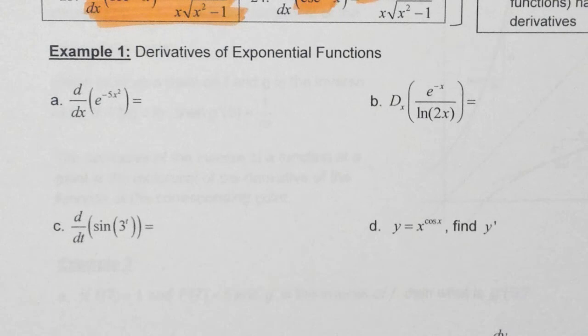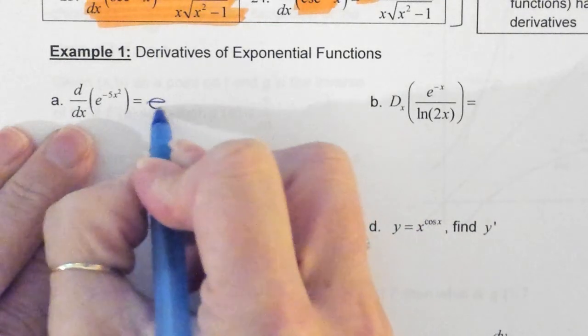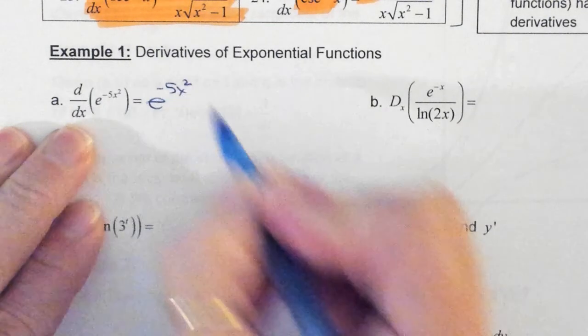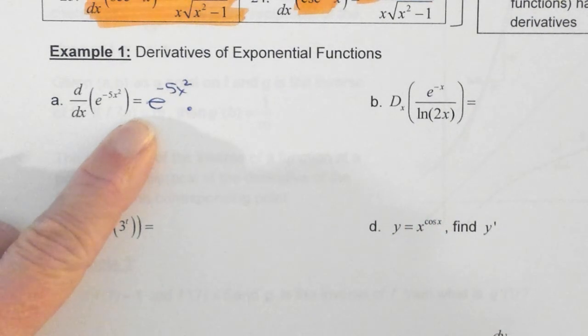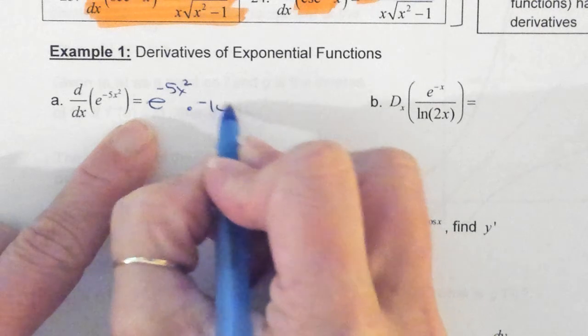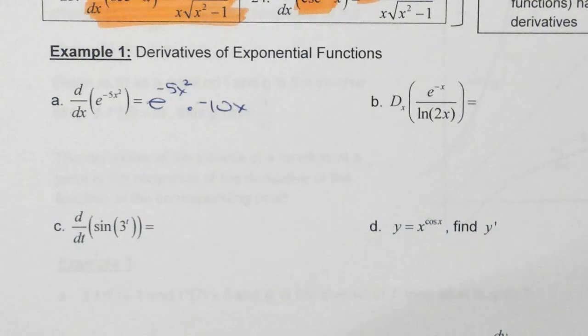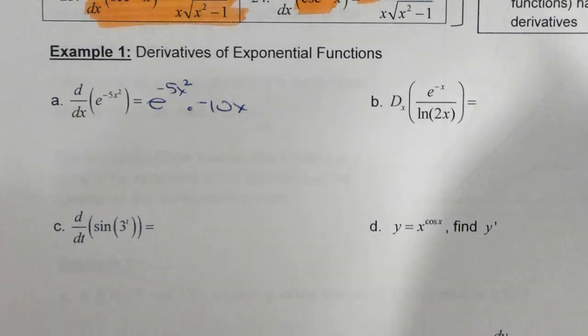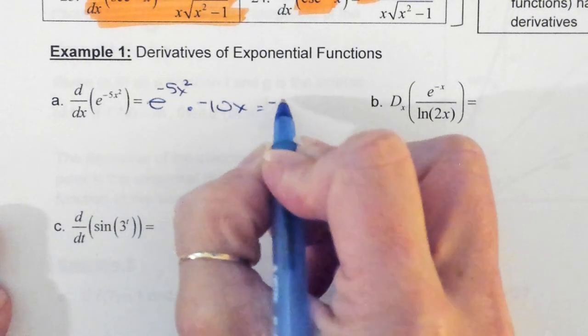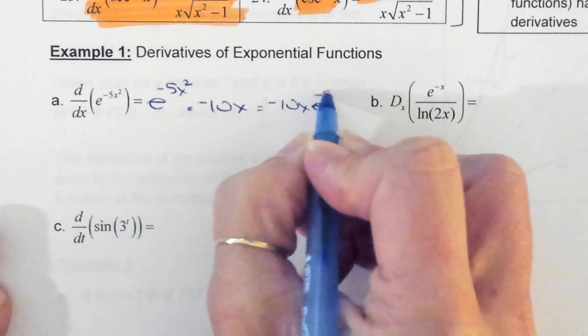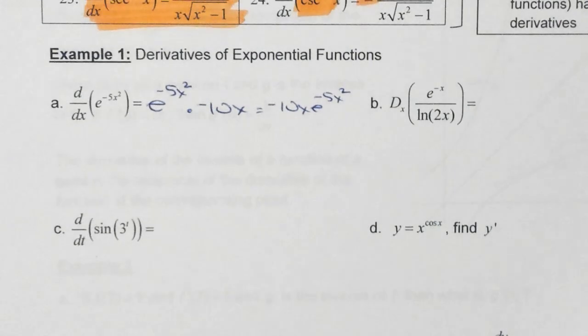Negative 5x squared. So when I take the derivative of this, it's e to the negative 5x squared, but then using the chain rule, this would be times what? Negative 10x. So if I didn't care what the aesthetics were, meaning I don't care what this looks like, I just care about my answer, am I done? Absolutely. Okay, but if we want it to look pretty, you've got negative 10x e to the negative 5x squared, and you're done.